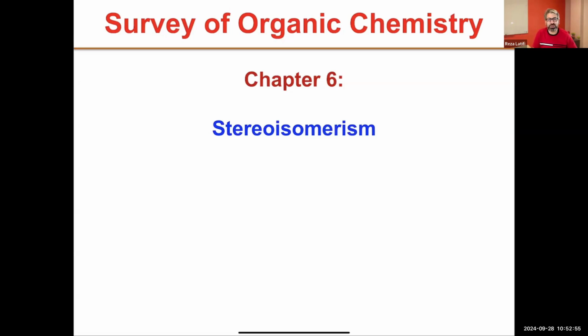In this chapter, we're going to go through stereoisomers. The main purpose of this chapter is to figure out first, do we have a stereocenter? Okay, do we have chirality? Now that we have chirality, do we have enantiomers or diastereomers? And we're going to go after those one by one.